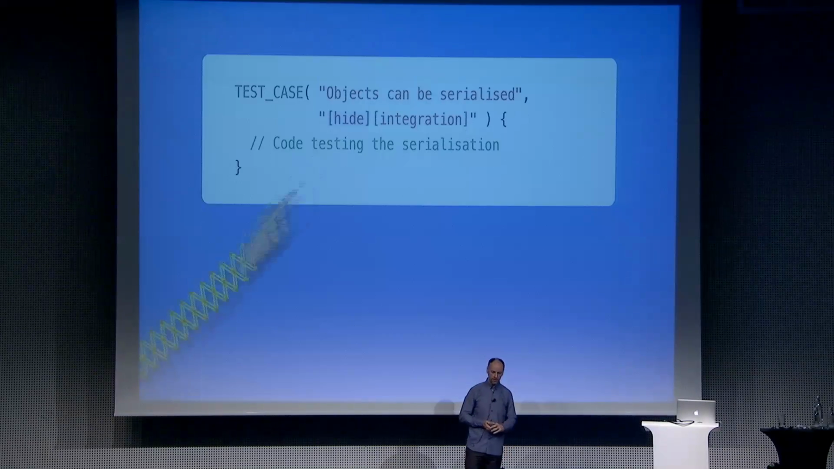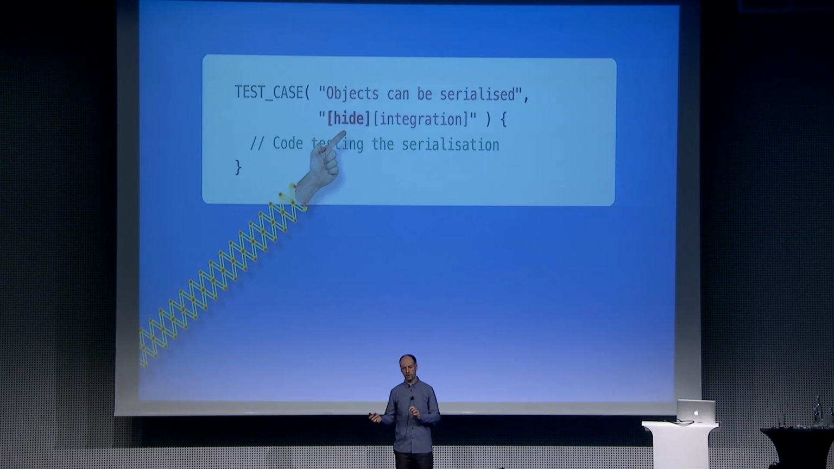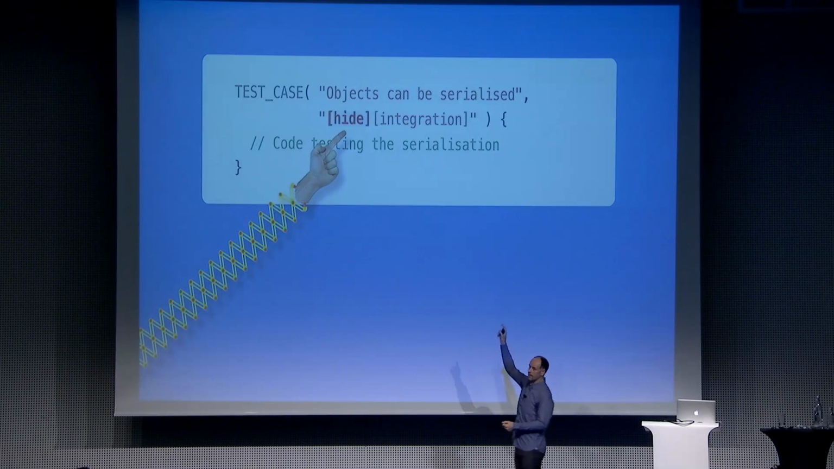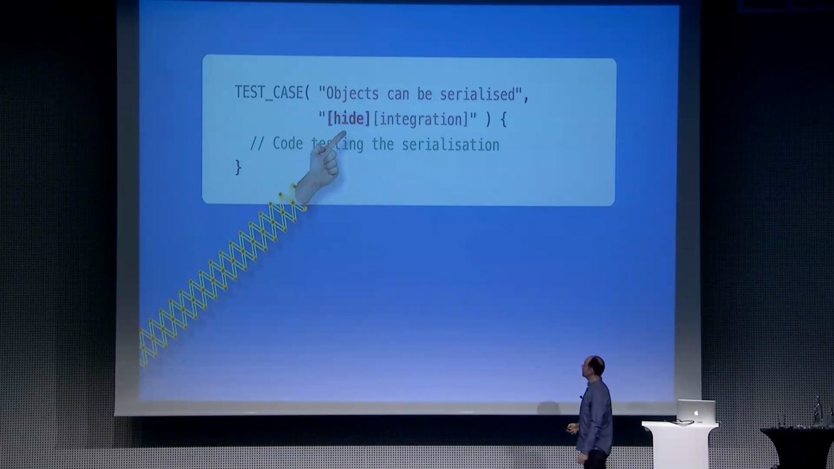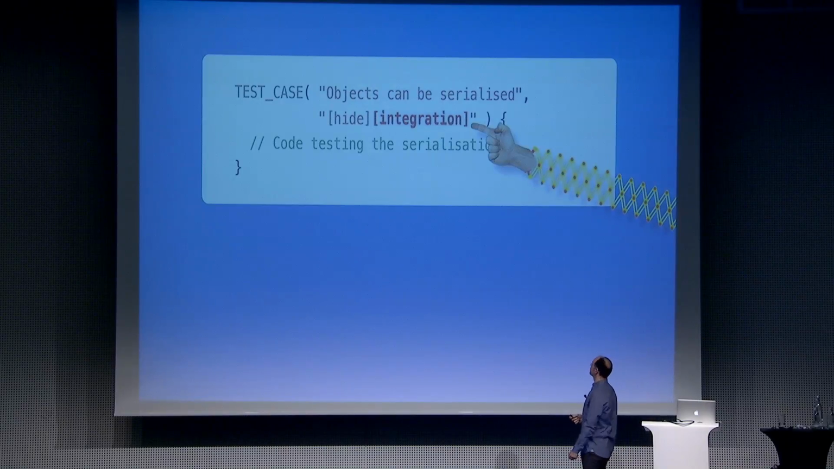So if you're using Catch to test these things, it can be really useful to include unit tests and integration tests in the same test executable, but you want the unit tests to run fast. So by default, I hide my integration tests using the hide tag that I mentioned earlier, and then I add another tag to say that it's an integration test.